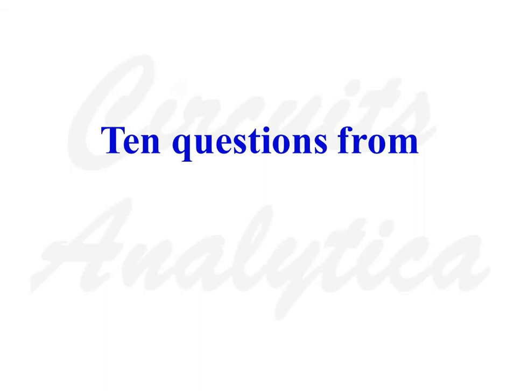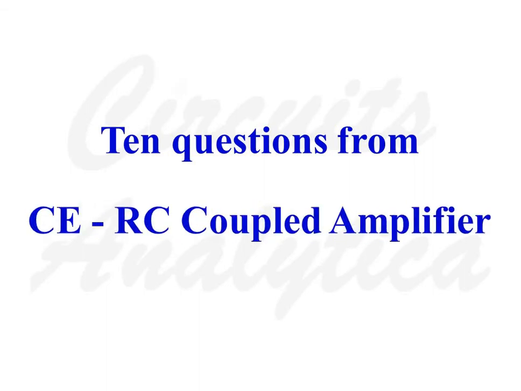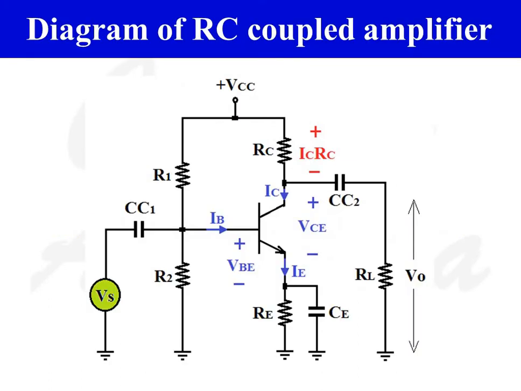In this video, we will discuss 10 questions from Common Emitter RC coupled amplifier. So this is the diagram of an RC coupled amplifier. Here voltage divider biasing is used.